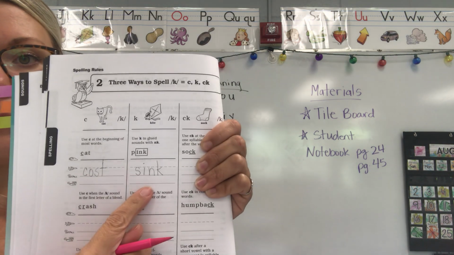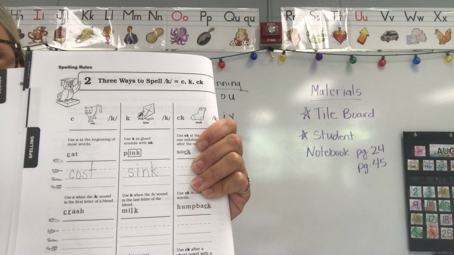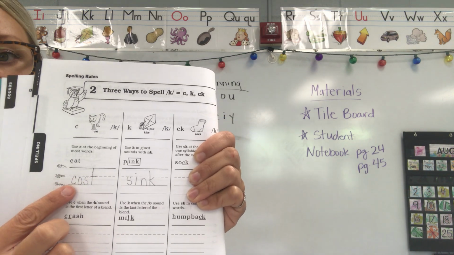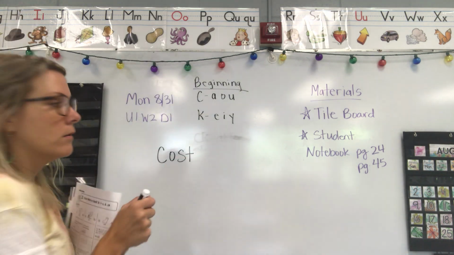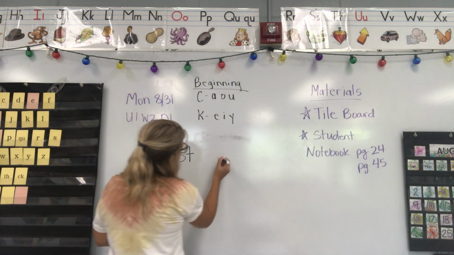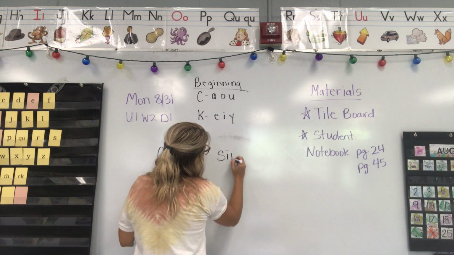And remember, use those writing lines. Okay, so you should have cost and then sink, and I will write sink up here.